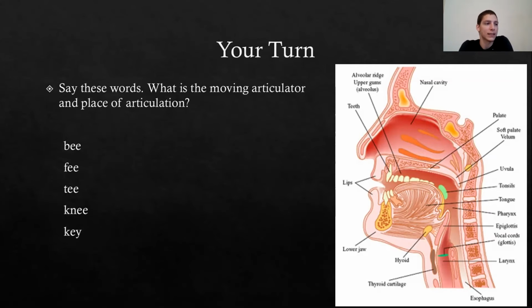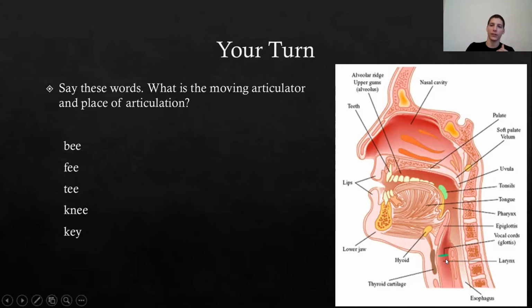What about Ki? Ki. Good. So Ronan, it is close to tongue and palate. Soft palate. Yes, this one is going to be the velum. Good, Leanne.